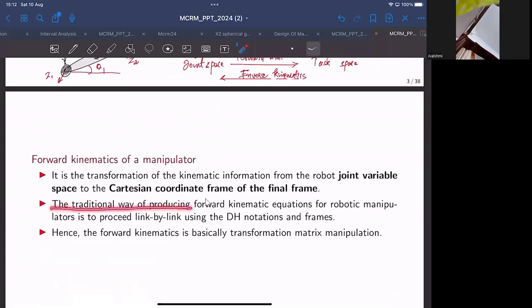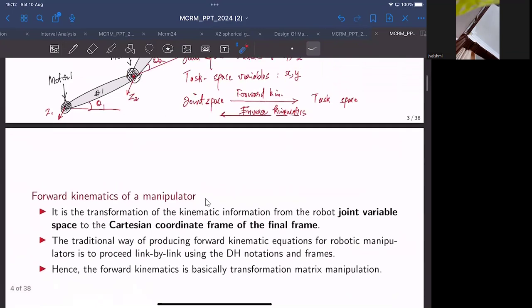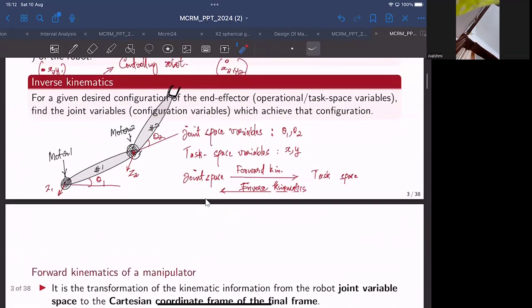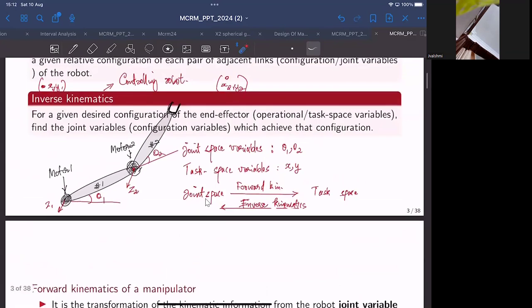The traditional way of producing the forward kinematics equations for a robotic manipulator is to proceed link by link using the DH notations and frames, right? In the previous week, we have seen how to do this DH mapping, how to fix the frames as per the DH convention, and how to derive the transformation matrix with the help of these DH parameters. I'm not going to derive it, but just to give a brief overview of the procedure, we would first attach the frames for this specific manipulator. The first frame would be along the axis of the first joint, Z1, and the second along the axis of Z2, right? So I'll label here the first frame. This would be the second frame.